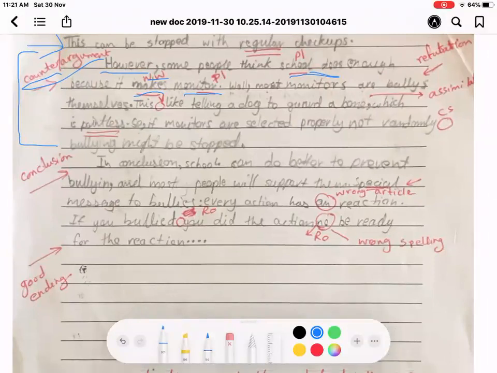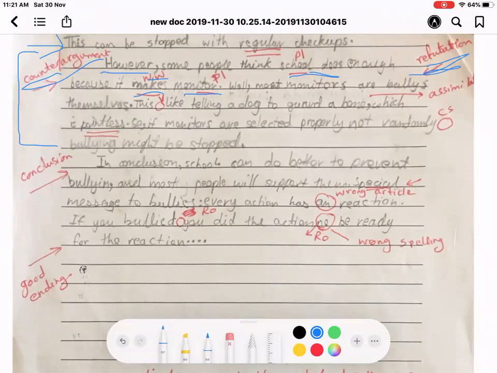Well, most monitors are bullies themselves. That is the refutation. So he mentioned the other opinion, the counter argument, and then he started the refutation here, why he doesn't think that this is a valid reason for their belief.